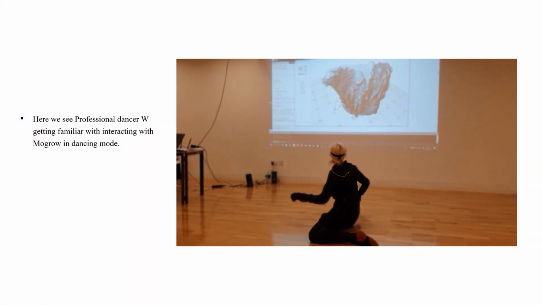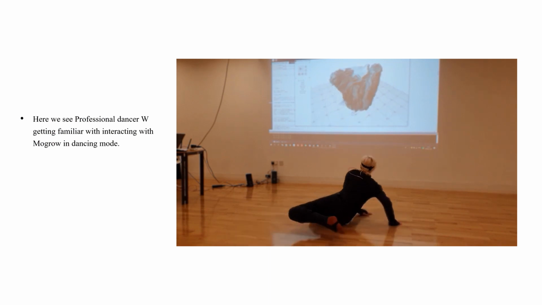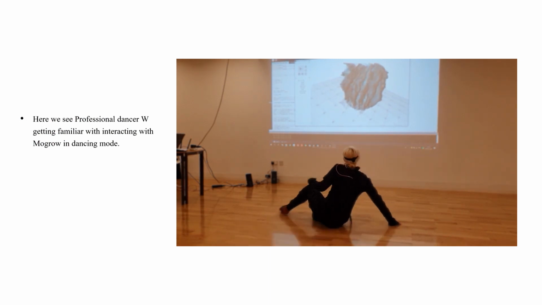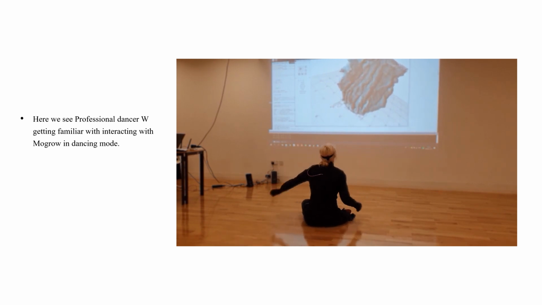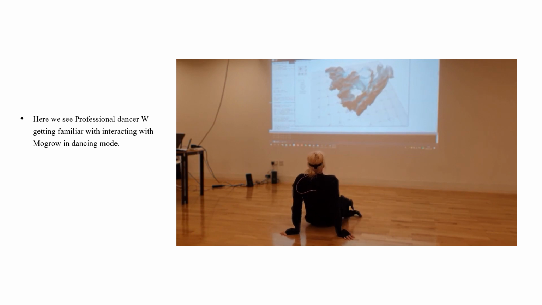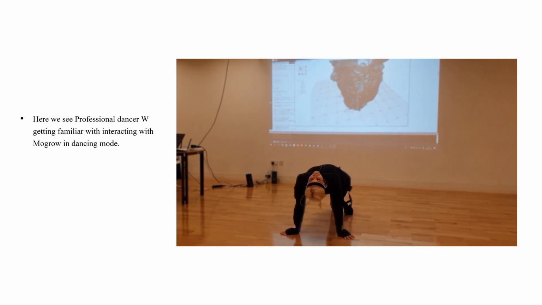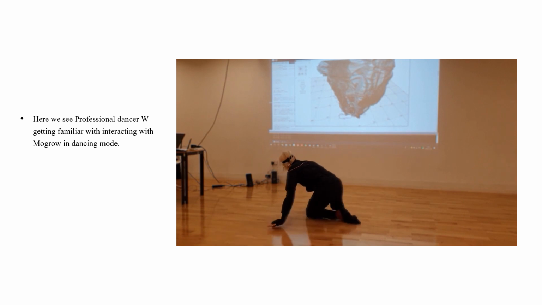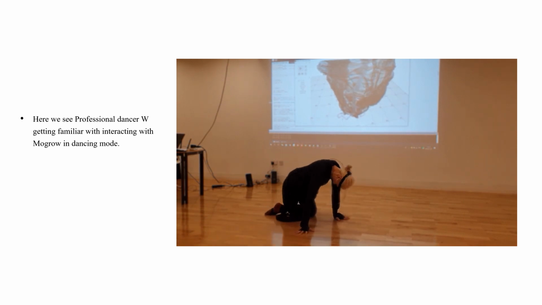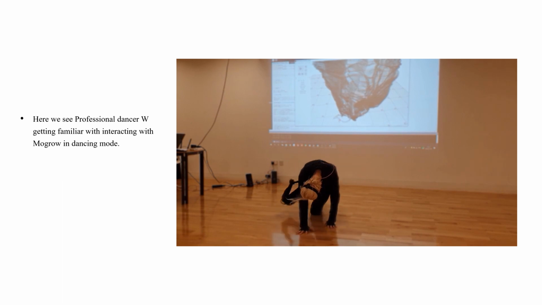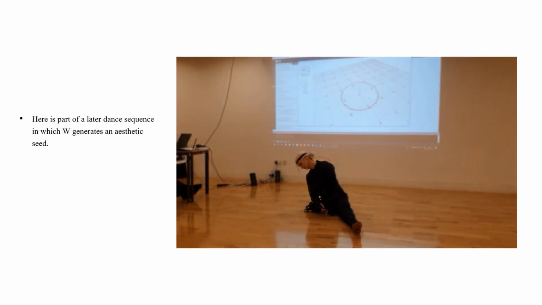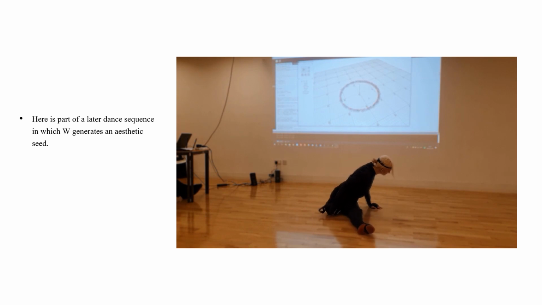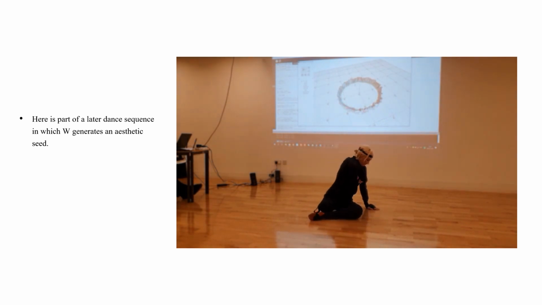Here we see professional dancer W getting familiar with interacting with MoGrow in dancing mode. Here is part of a later dance sequence in which W generates an aesthetic seed.